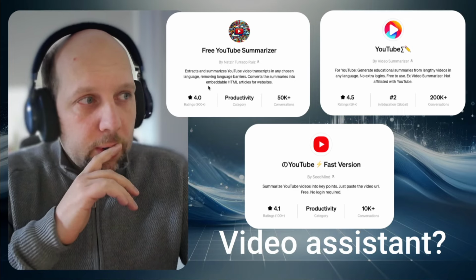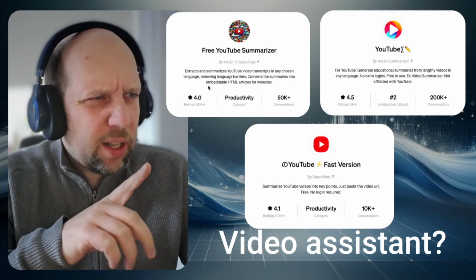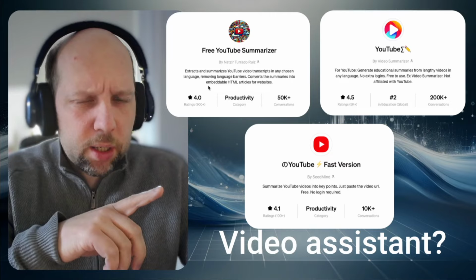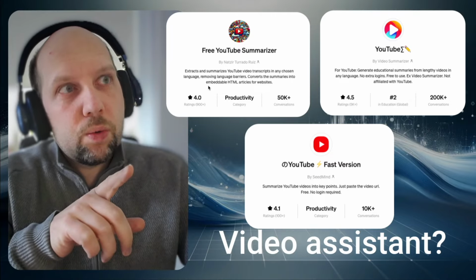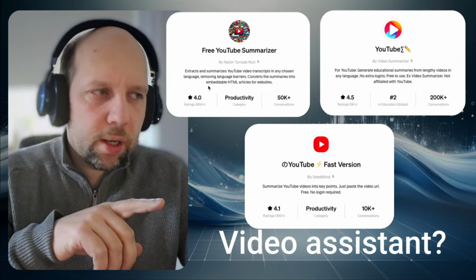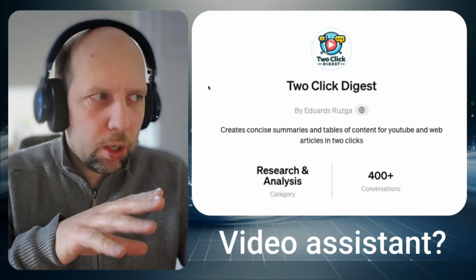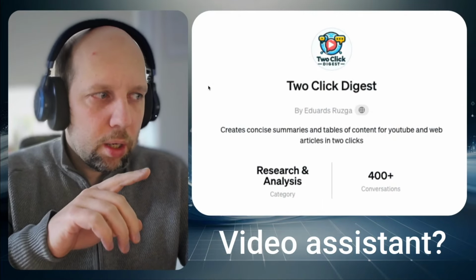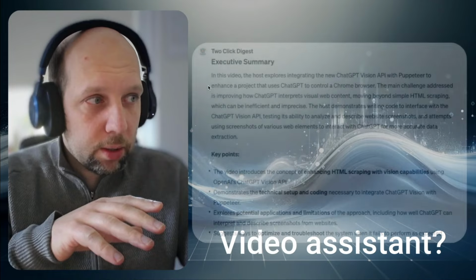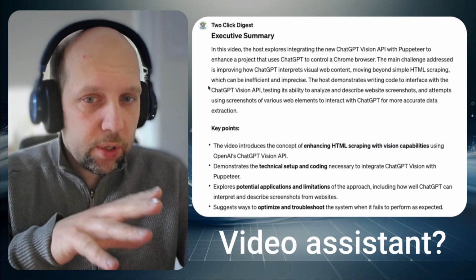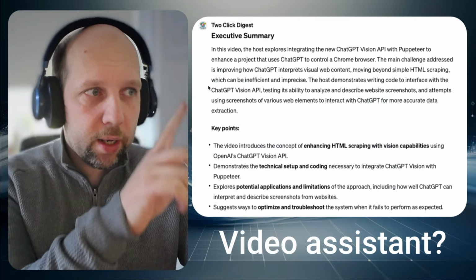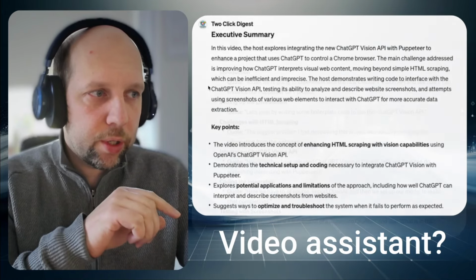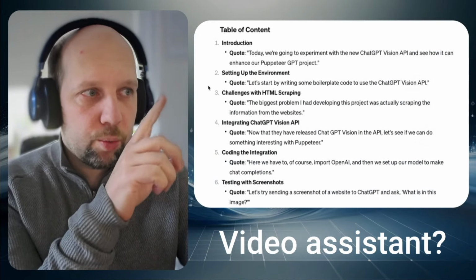But I don't really like how most of them work, and I also summarize articles, not only videos. So I actually created my own. I called it 2-Click Digest. The way it works is that you give it a transcript or an article, and you get an executive summary, key points, and a table of contents with direct quotes.